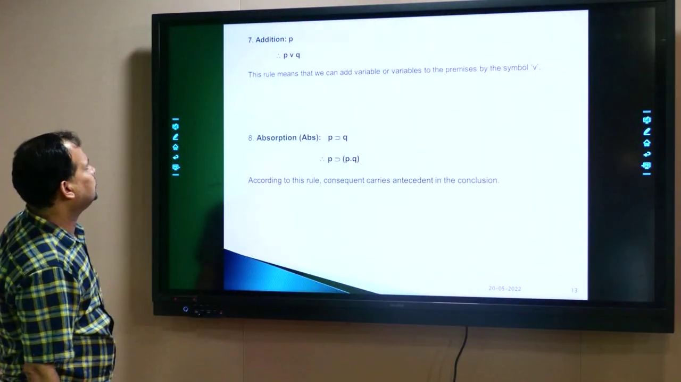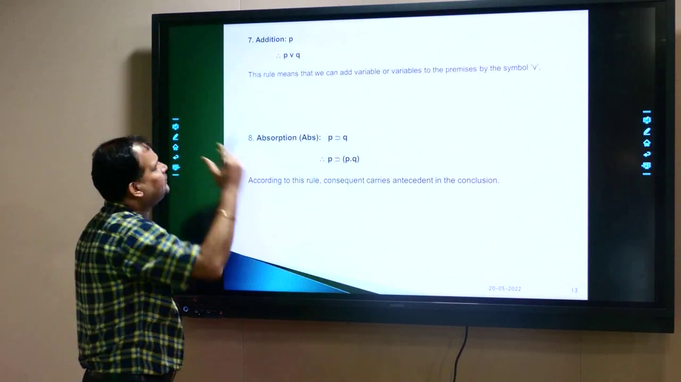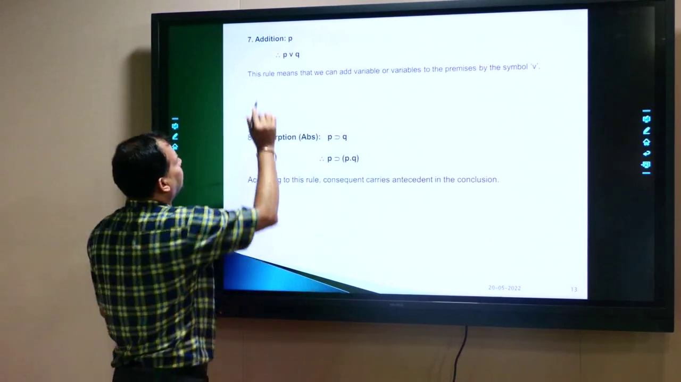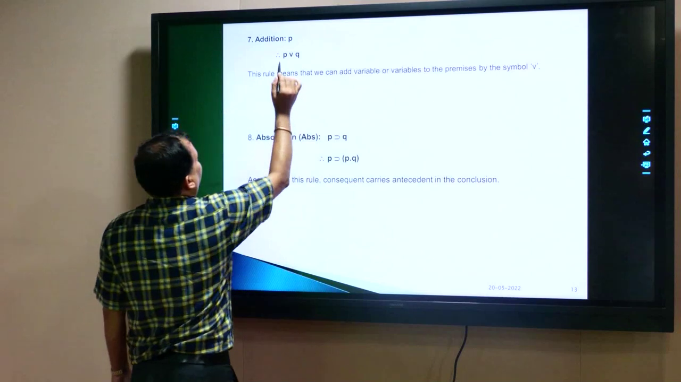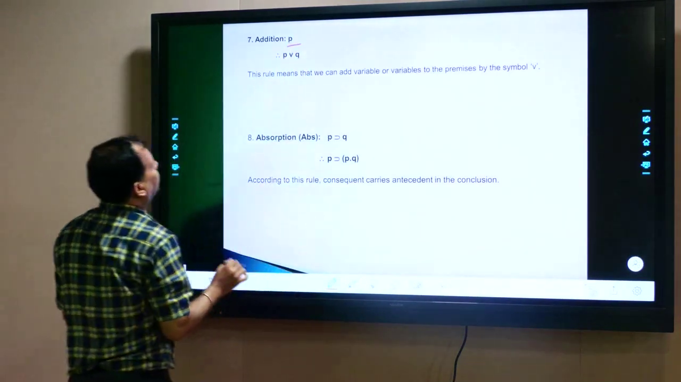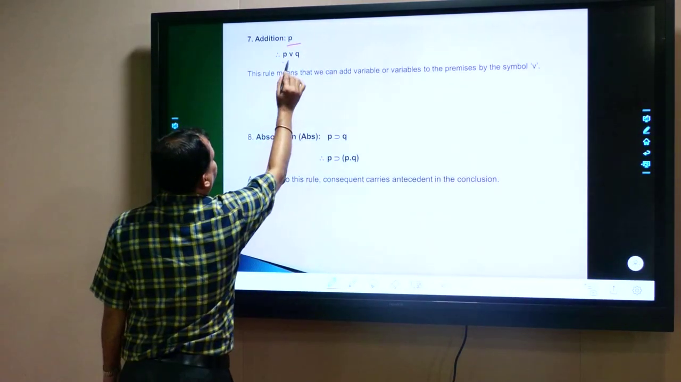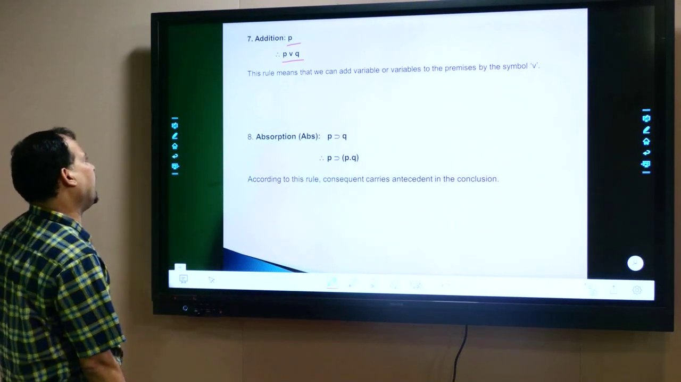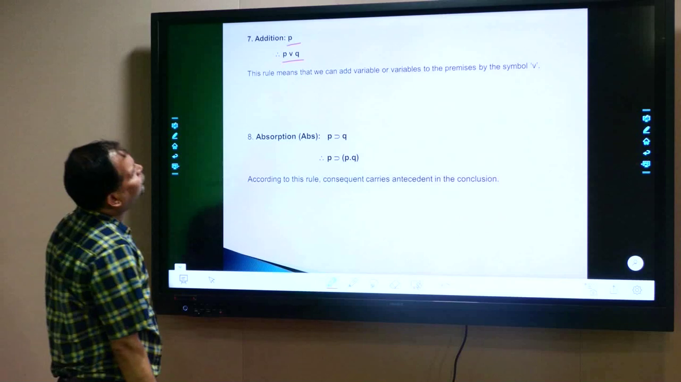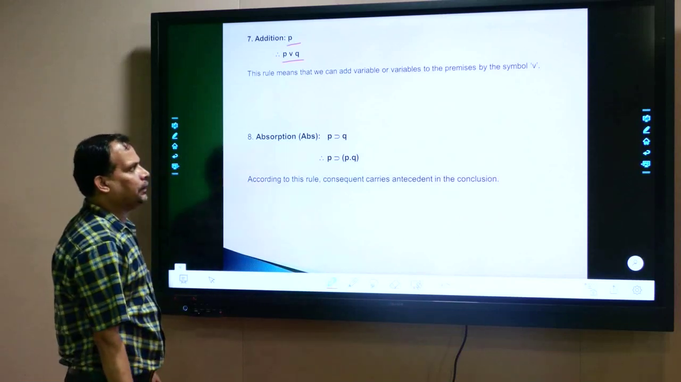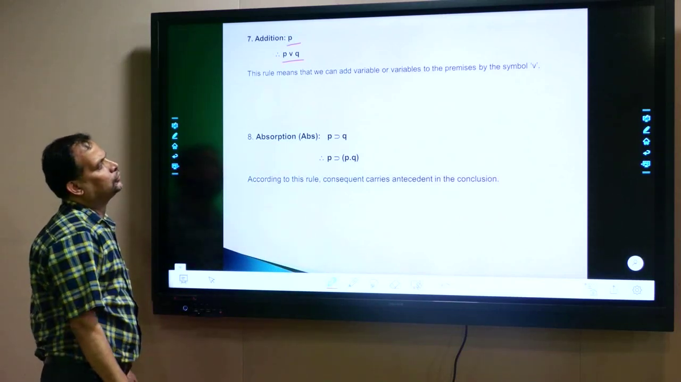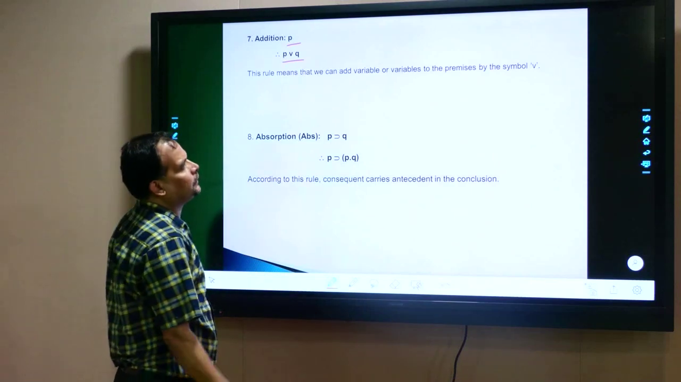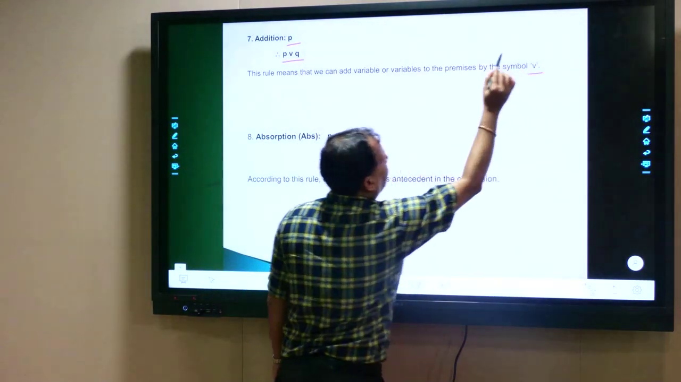Now, dear learners, you see the seventh rule, that is addition. So you see P, therefore P ∨ Q. So this rule is known as addition. This rule means that we can add a variable or variables to the premises by the symbol ∨.